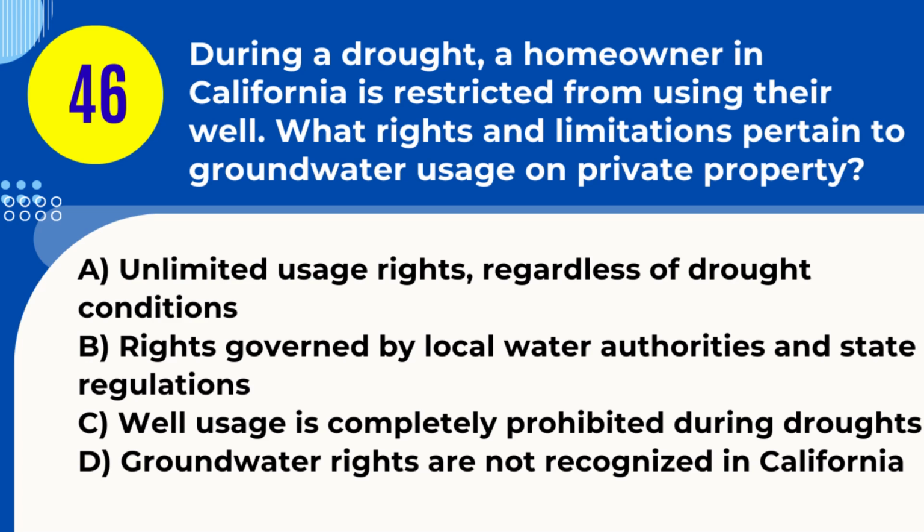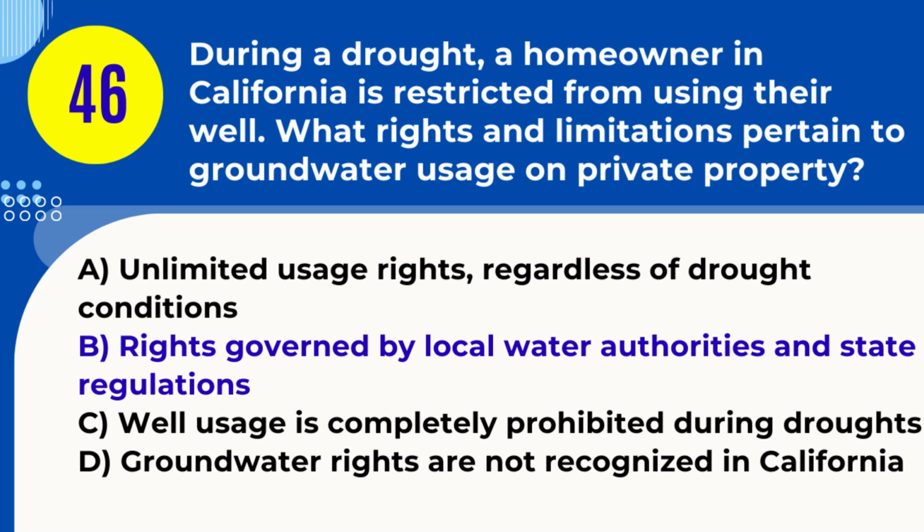Question 46. During a drought, a homeowner in California is restricted from using their well. What rights and limitations pertain to groundwater usage on private property? A. Unlimited usage rights, regardless of drought conditions. B. Rights governed by local water authorities and state regulations. C. Well usage is completely prohibited during droughts. D. Groundwater rights are not recognized in California.